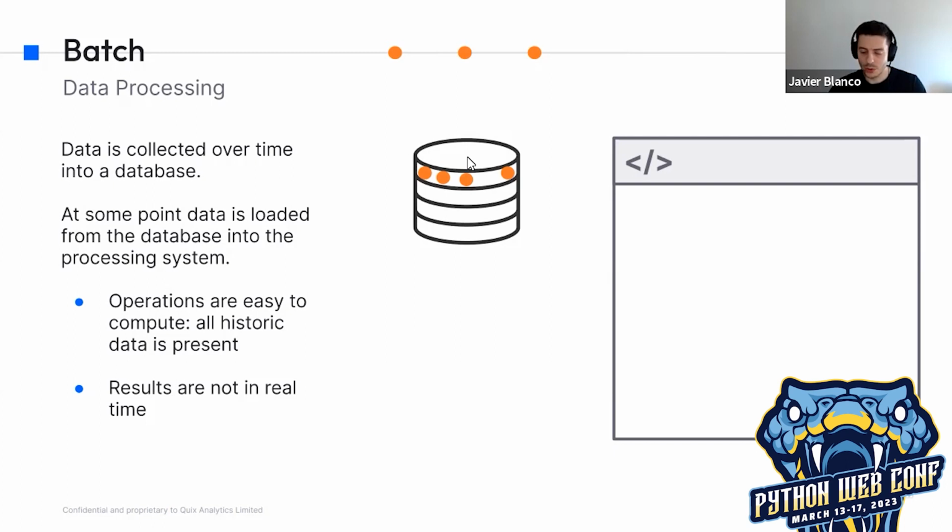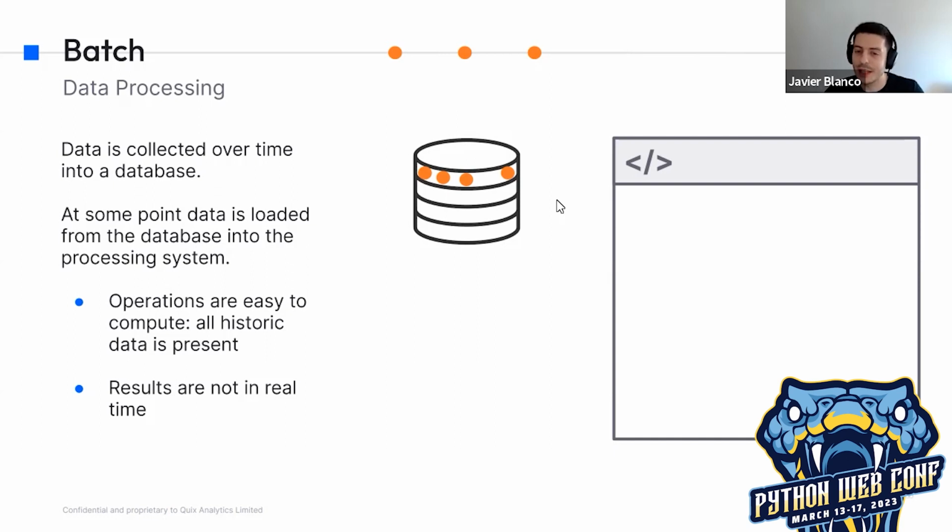Now, with the batch approach, we will query that database periodically. Let's say it's every 1 hour, every 1 day, every 10 minutes, whatever the period is, we will wait to get some data persisted in the database, and then we will consume that data.